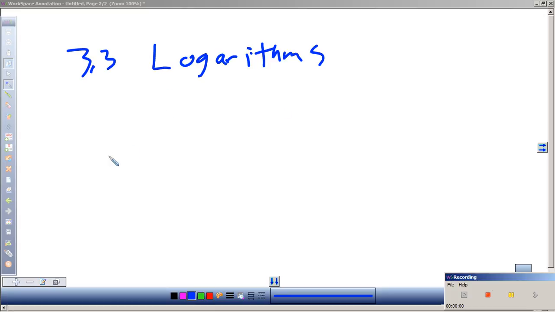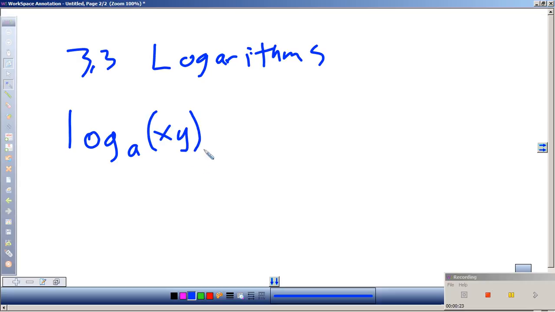So, we looked at some properties of logarithms last time, right? What properties did we look at? Like log base a of 1 is equal to? 0, okay. And that set of properties, here we have 3 properties. Log base a of xy.